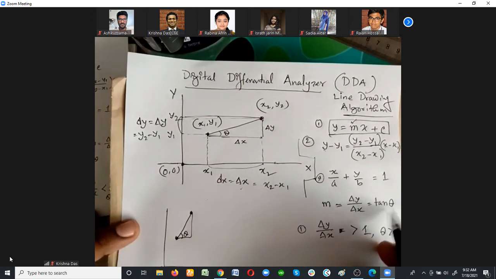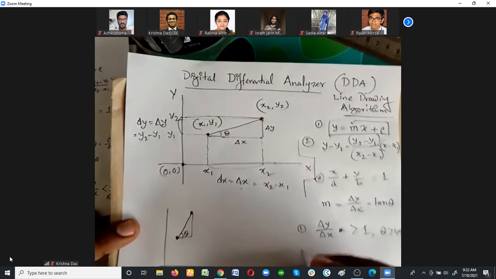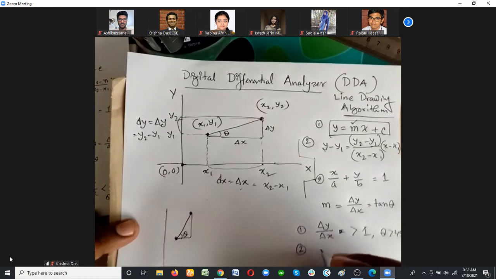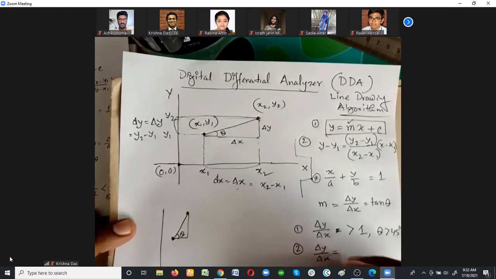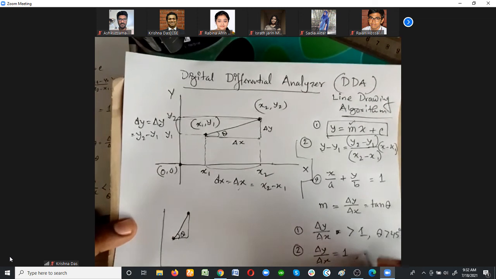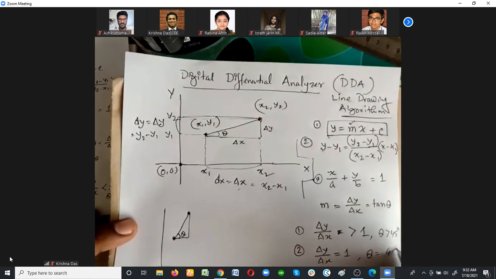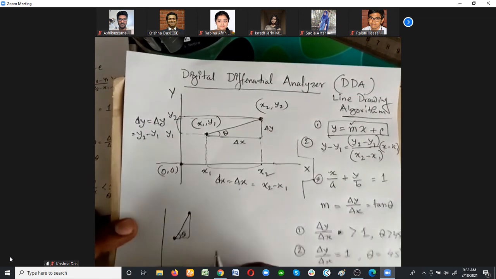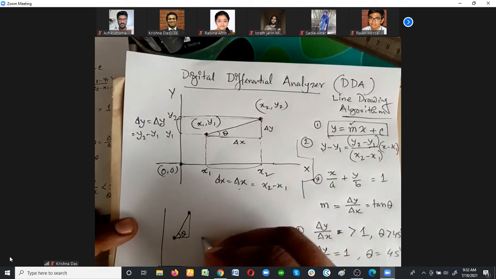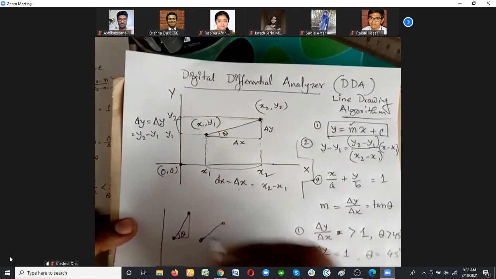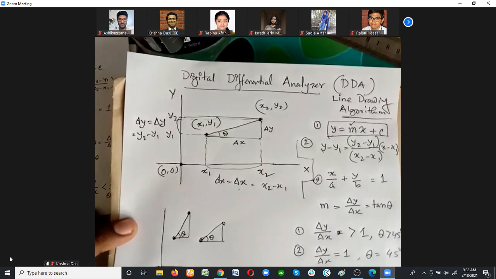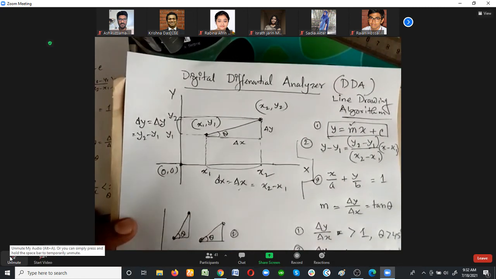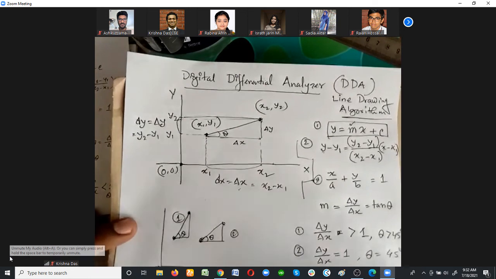Tan 45 is 1, as you know. So in a condition where del y over del x is equal to 1, then theta is equal to 45 degrees. That means it is exactly in the middle, at this 45 degrees. So the theta is exactly 45 degrees here. This is maybe number 2 that we are considering.